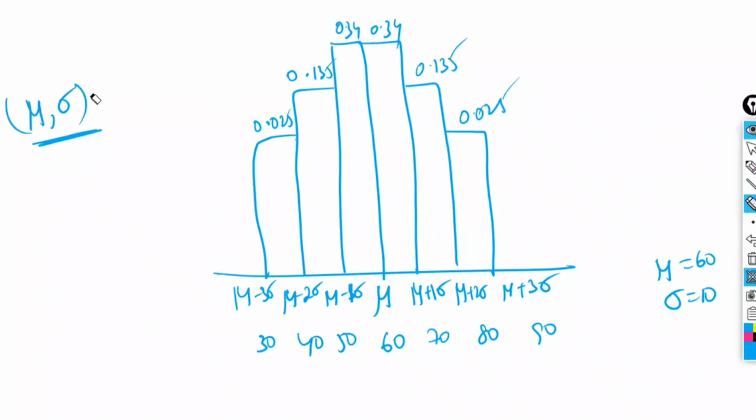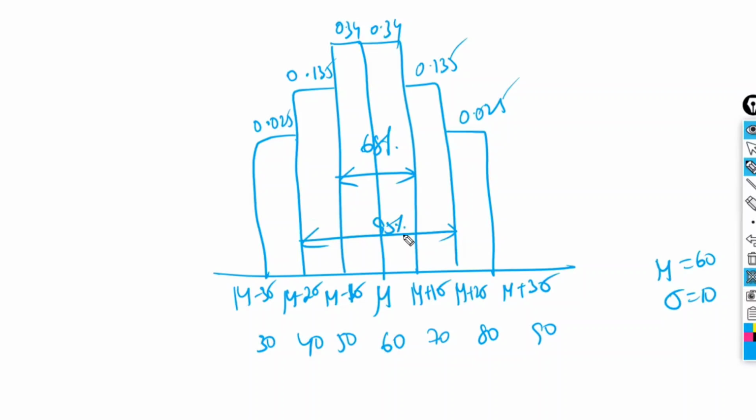Now, if the data is forming a normal distribution, in that given data, 68% of the data will lie between plus or minus 1 sigma. If you add these two, 0.34 plus 0.34, it is 68%. So 68% of the data will be between plus or minus 1 sigma from the mean. 95% of the data will be between plus or minus 2 sigma. And 99.7% of the data will be between plus or minus 3 sigma.